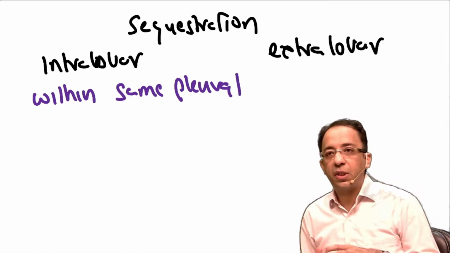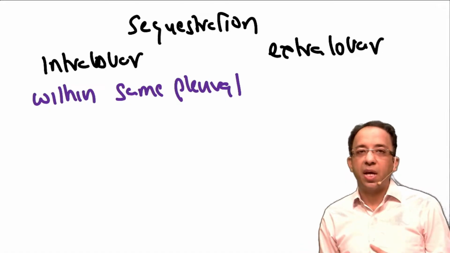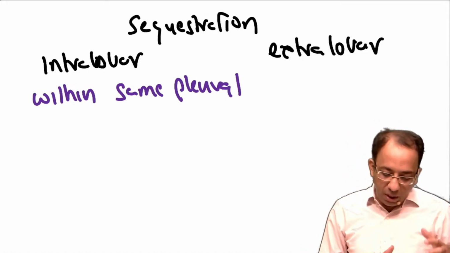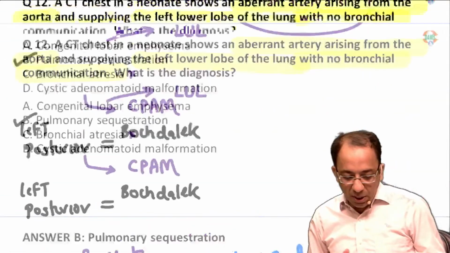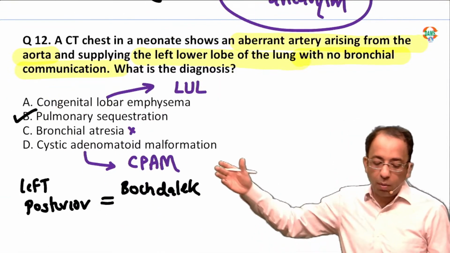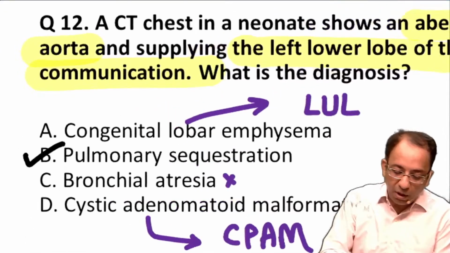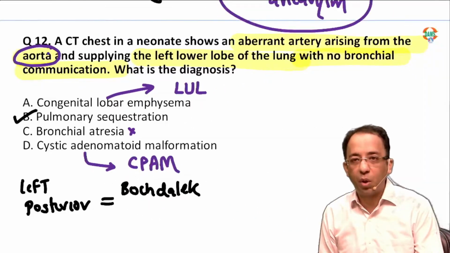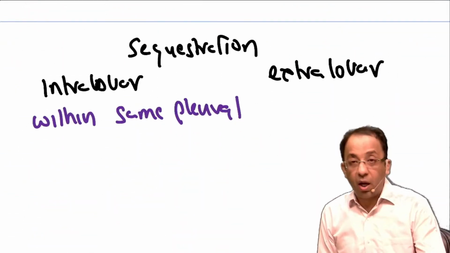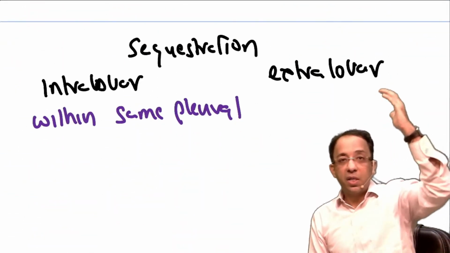So if the sequestered segment is within the same pleural covering, it will be intralobar. And I hope I see a student saying, sir, why is this not adenomatoid malformation? Adenomatoid malformation will not be supplied by the aorta. Did you notice the keyword here? The keyword was aorta. Aorta, systemic supply, is sequestration.